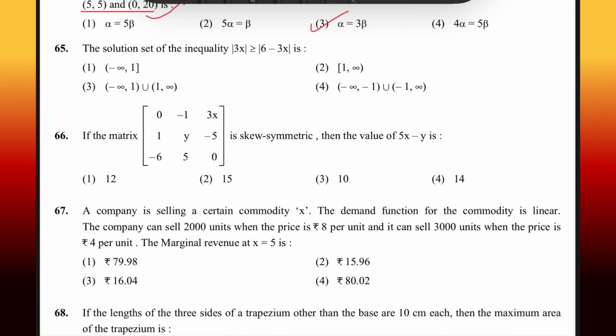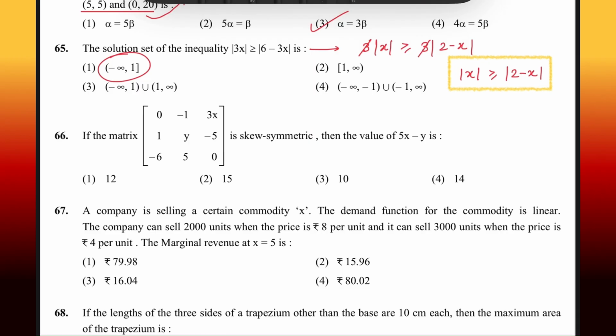Okay, so if I notice, I can take 3 common from both the sides and cancel out. That gives me 3 times mod x greater than or equal to 3 times |2 minus x|, and the 3 cancels out. So finally I have mod x is greater than or equal to modulus of 2 minus x. Okay, so I need to solve this inequality. If I have options, I can just jump into the options and put the values. That is the simplest way to solve inequalities in the exam paper.